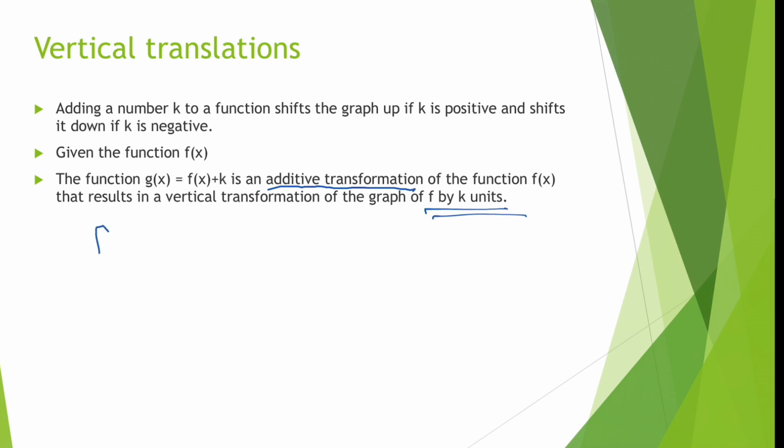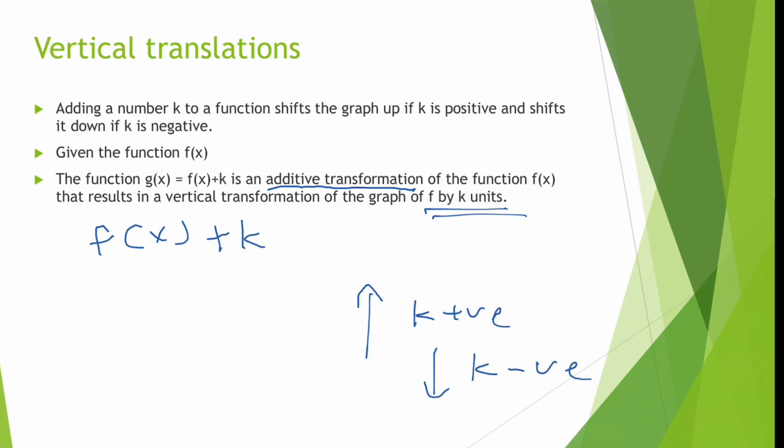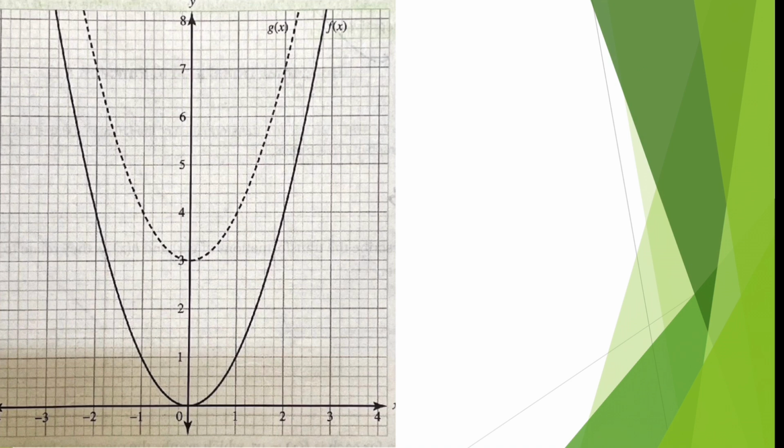It just says that if you have a function f of x and you add a k, then the graph is shifted upwards if k is positive and shifted downwards if k is negative. If we have a look at the illustration, you see that you have a graph f of x equals x squared. This is your original graph that I'm trying to highlight here. And when you add 3 to it, x squared plus 3, you get g of x.